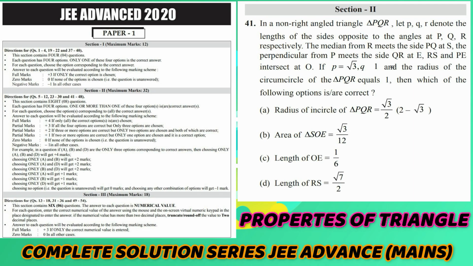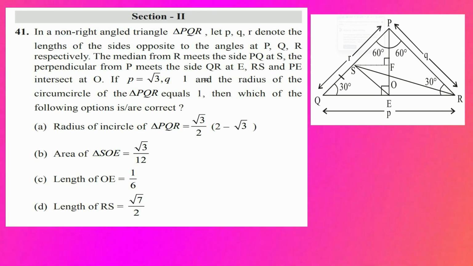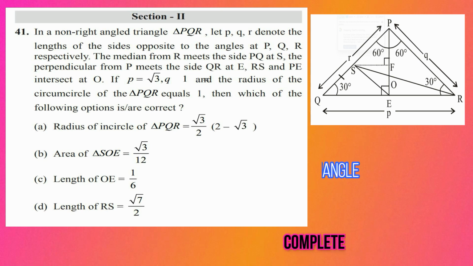I'm going to explain the question first, and then we will go to the solution. In our question, we are given a non-right angle triangle PQR. Non-right angle triangle means the triangle which does not have a 90-degree angle. The sides p, q, r are given, the lengths of the sides opposite to the angles P, Q, R.